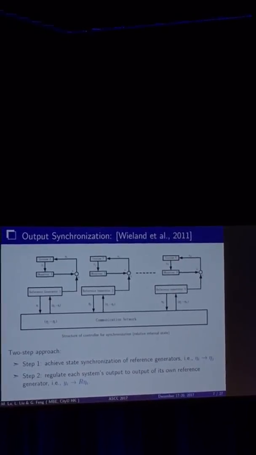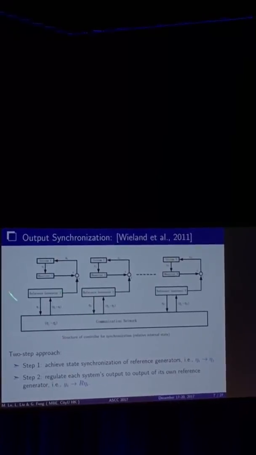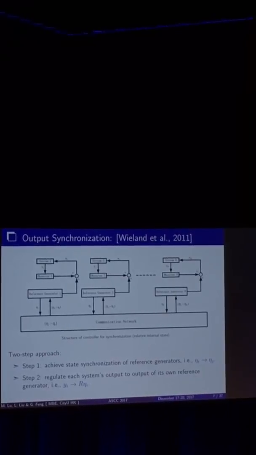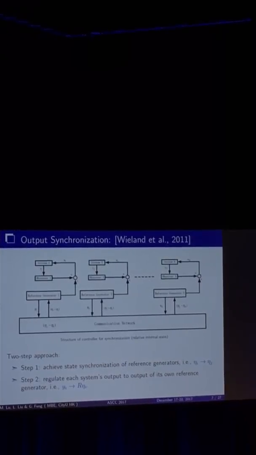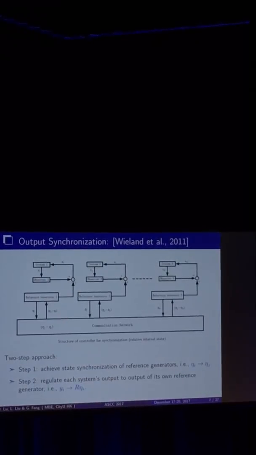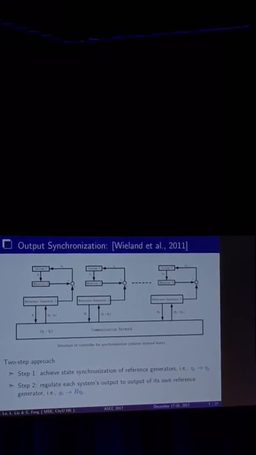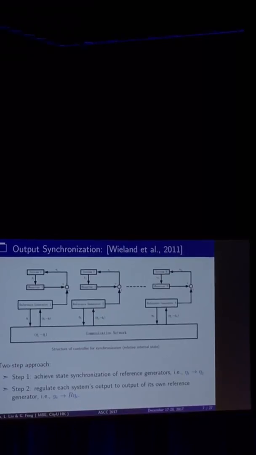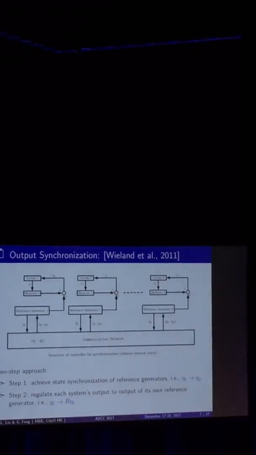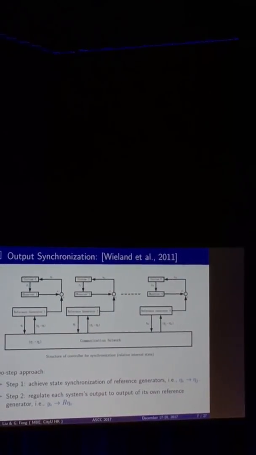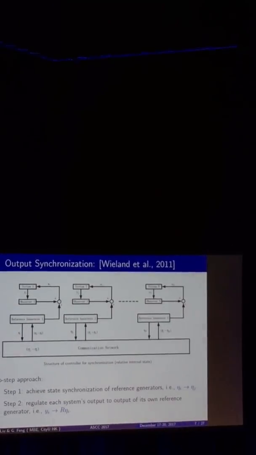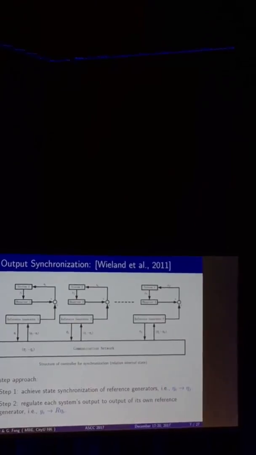Step one is to achieve the synchronization of all reference generators, and step two is to regulate each system's output to the output of its own reference generator. We also find this controller depends on the relative internal states. However, sometimes it may not be desirable to establish the communication channels to exchange internal states.